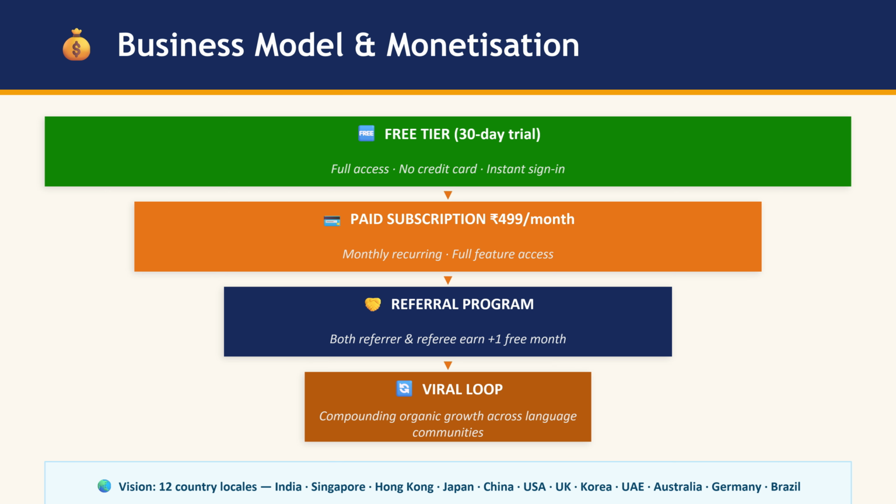This is the business model for the application. Currently, the application is deployed for 12 locales: India, Singapore, Hong Kong, Japan, China, US, UK, Korea, UAE, Australia, Germany, Brazil. For each locale you get their own page, and application-wise you also get different languages.